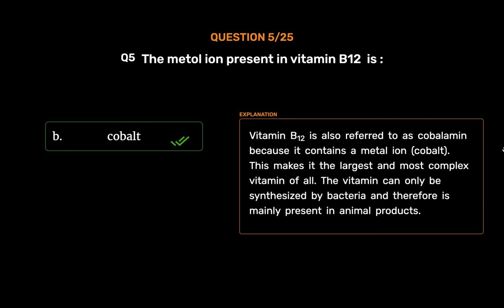Cobalt. Vitamin B12 is also referred to as cobalamin because it contains a metal ion, cobalt. This makes it the largest and most complex vitamin of all. The vitamin can only be synthesized by bacteria and therefore is mainly present in animal products.